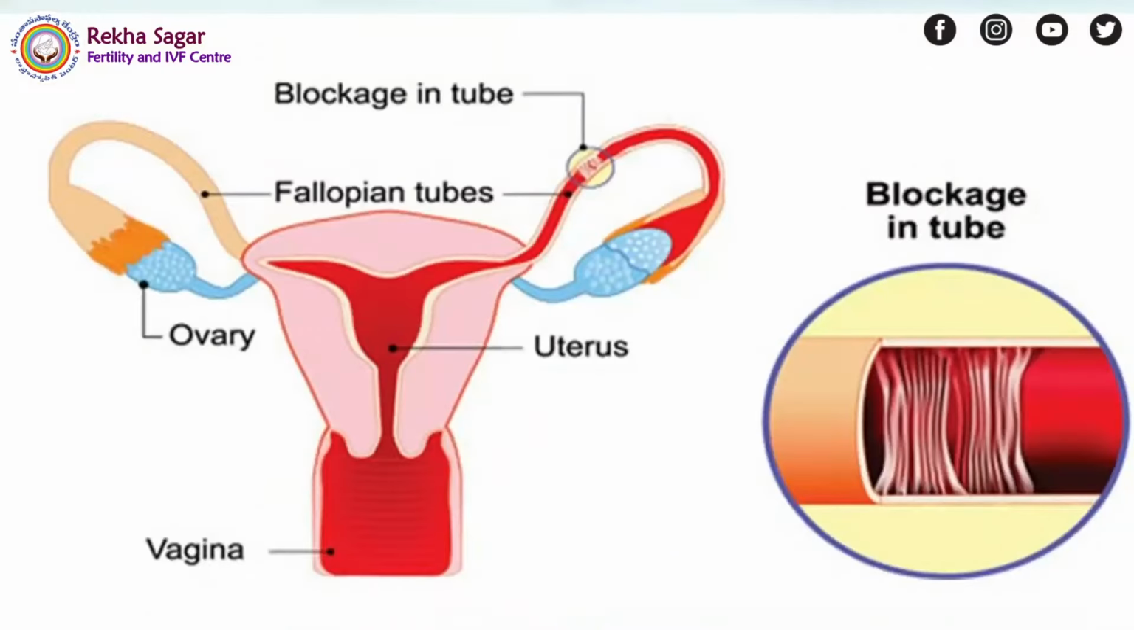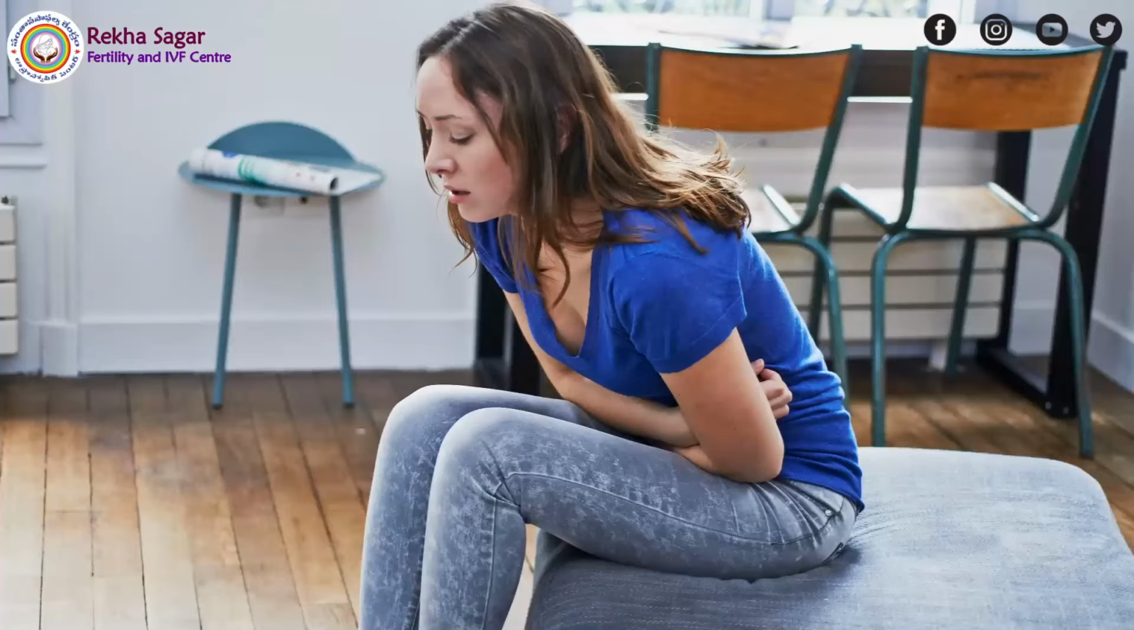Today, we will discuss fallopian tube blockage, its causes and treatment. Whenever an infertile couple comes to us with infertility problems, we check her menstrual cycle regularity, and then when we come to the part of the tubes, if there is any blockage which we see, then it is labeled as fallopian tube blockage.